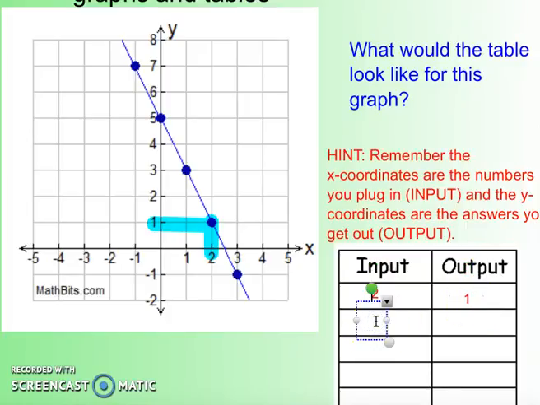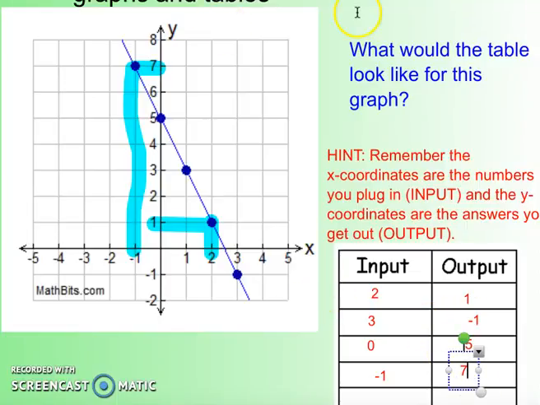How about on this? What if I plug in 3? What do I get? -1. Nice job. What if I plug in 0? What do you get? 5. What if I plug in, how about -1? Well, if I plug in -1, look what happens. It hits right there, which is 7. And so my answer is 7. And so I'm creating a table just by looking at this line. And literally, I can choose any points on this line as long as they lie perfectly on a grid line. Those are the ones that I want to put into my table.